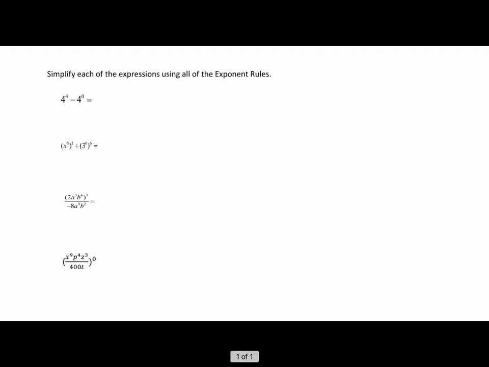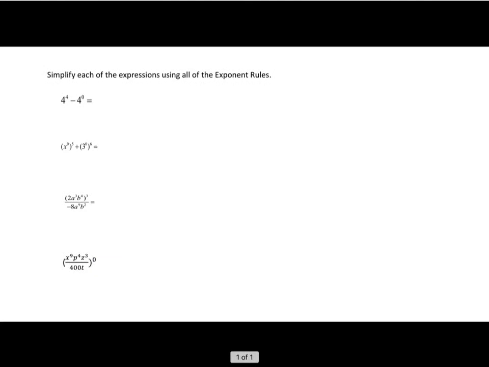Now, this subtraction means that these are completely separate terms. There's no multiplication, there's no division, there's no power rule. These are separate terms. So let's look at the first term, 4 to the 4th. That's 4 times 4 times 4 times 4, which is 256.